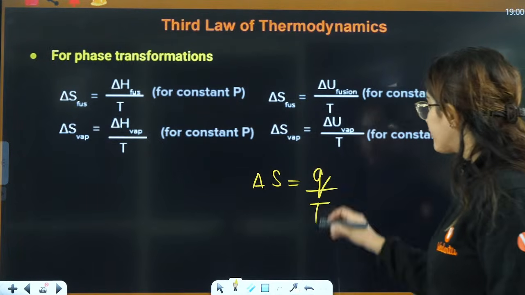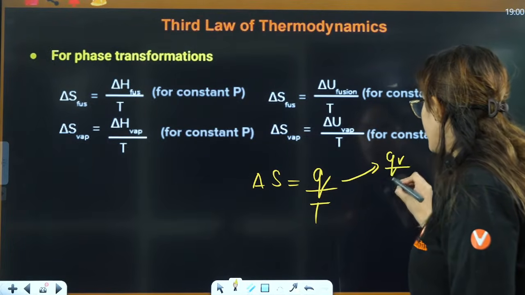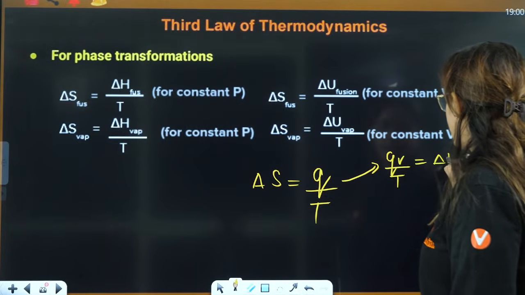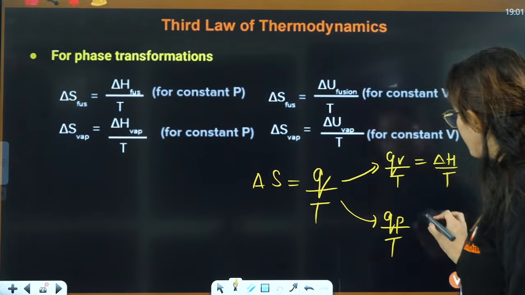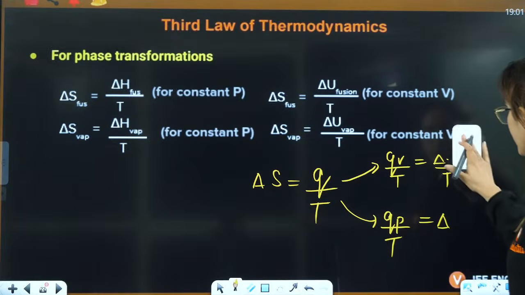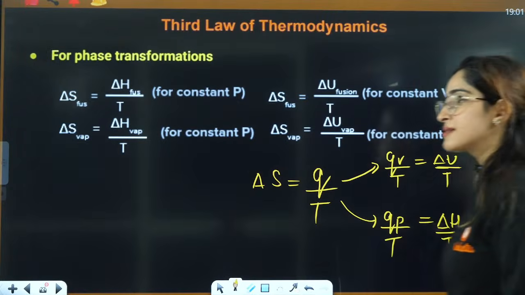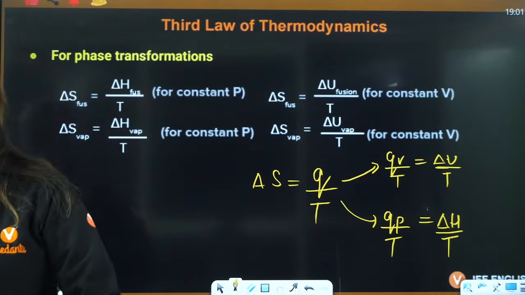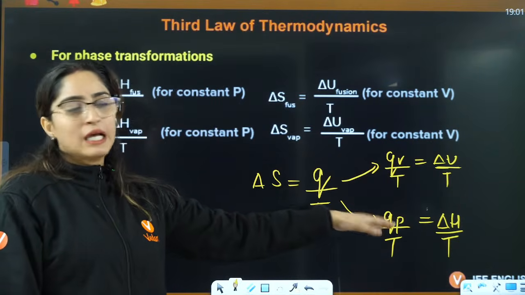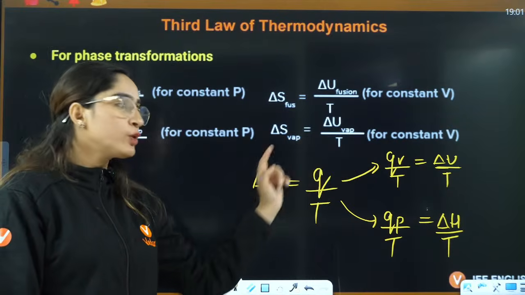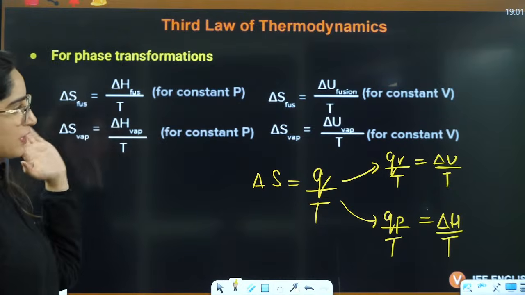If this Q is at constant volume, this will become QV, that is delta U by T. If this is at constant pressure, this will become QP, that is delta H by T. That is the simple thing that we should know. You don't have to cram these formulas. Just remember, we are going to apply this here as well. Delta S can be in terms of delta U or delta H. If you have fusion, you will write fusion. If you have vaporization, you will write vaporization.